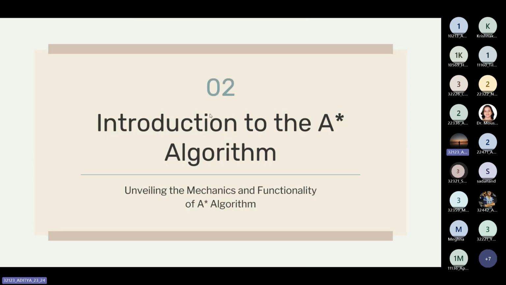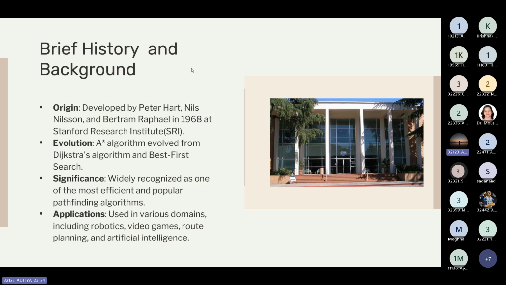Now let's look at the A star algorithm in detail. Let's first go through a brief history and background. The A star algorithm originated at the Stanford Research Institute. It was developed by Peter Hart, Nils Nilsson, and Bertram Raphael in 1968.